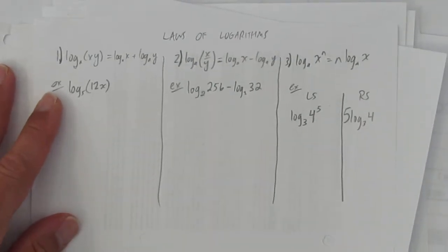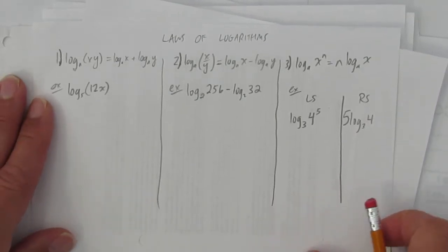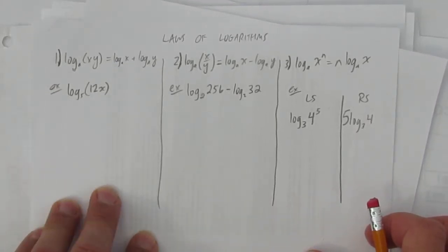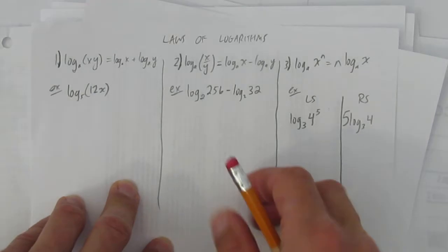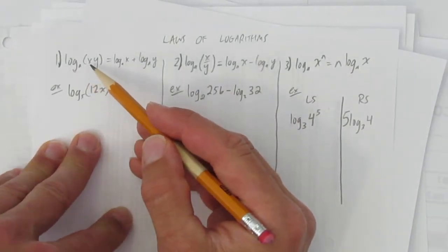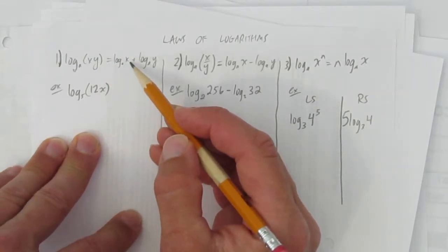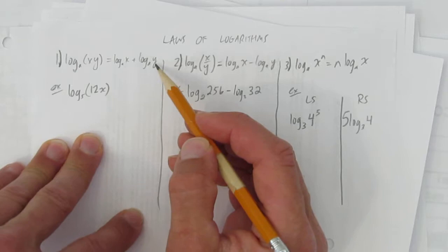This video is called Laws of Logarithms, and we're going to look at those laws. There are 3 laws I've written out. I'll go through them one by one, and we'll look at an example for each one. The first law is if you have the log of something times something else, you can rewrite it as a log of the first thing plus a log of the second thing.